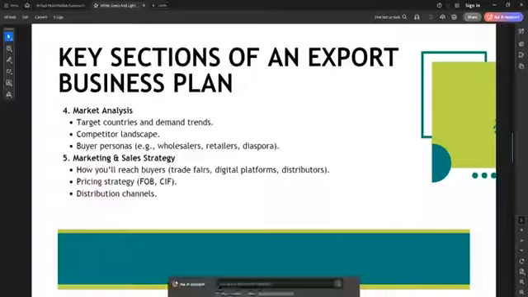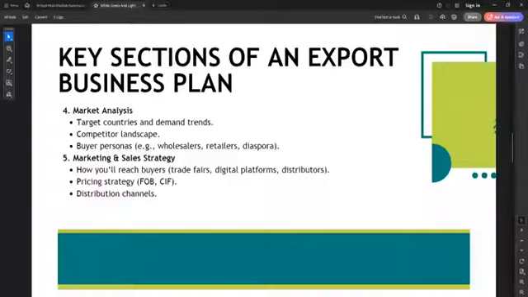Then number four, we look at market analysis. Market analysis is where you talk about the target countries. Why are you even targeting those countries? Have you done some research? Has that research shown you some statistics, or have you gotten some insights into those target countries? This is where you are supposed to put that. Okay, so demand trends, competitor landscape, buyer personas, wholesalers, retailers, diaspora. That tells you whether your strategy is direct exports or indirect exports. So that should come under your market analysis.